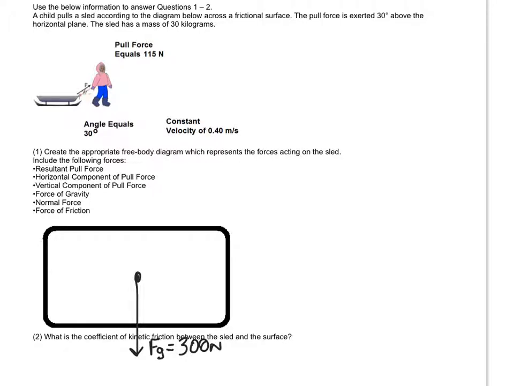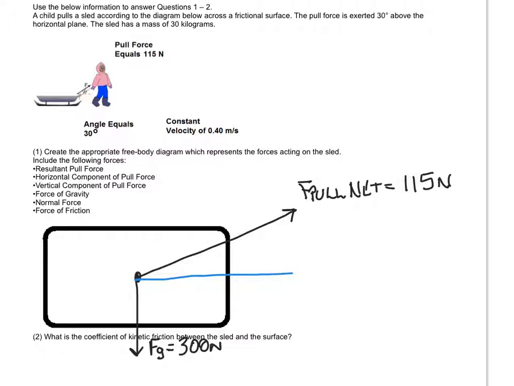Next comes that awkward pull force. We'll have it go like this. We'll call it F pull net is what I want to name it. F pull net is equal to 115 newtons. Now that force is broken down into two residual forces. We have our horizontal component of force, and we have our vertical component of force.